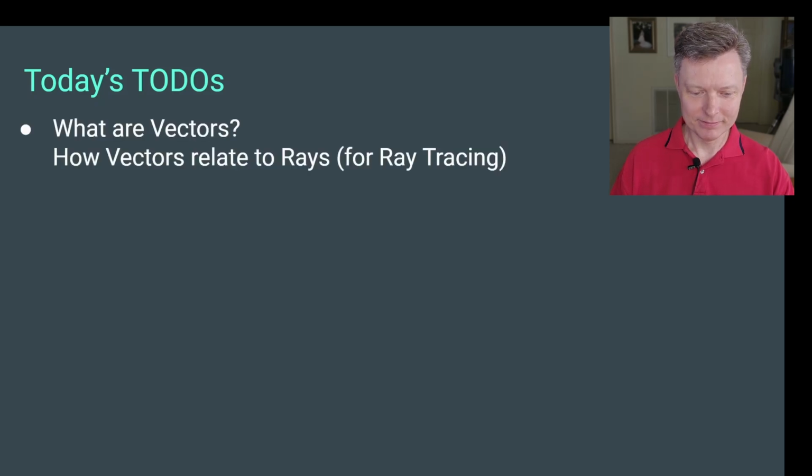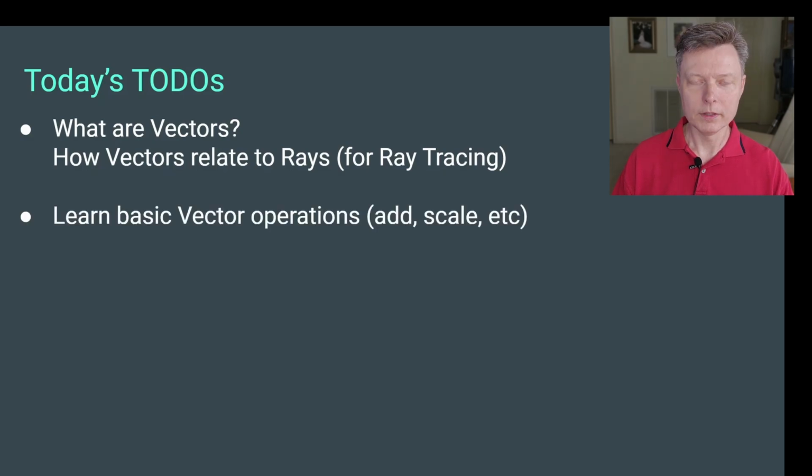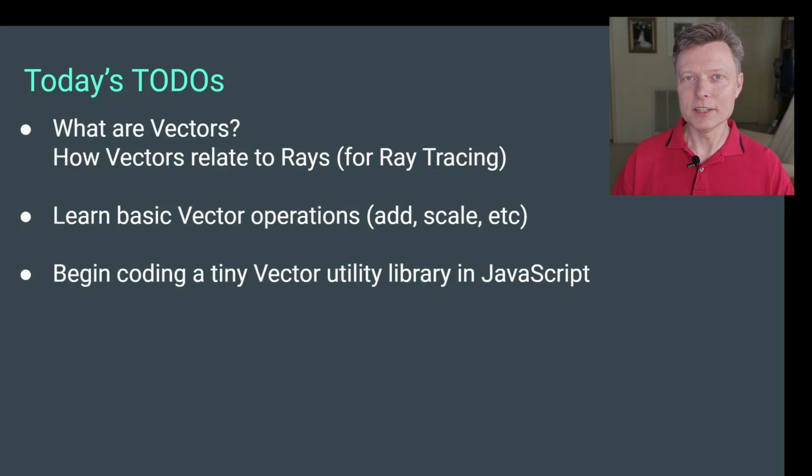Today's to-dos. First, we'll take a look at what are vectors and why we need them to do various operations in our ray tracers. Next, we'll take a look at how we can perform some basic operations on vectors like adding, subtracting, and scaling. Then we'll take this knowledge and start coding our own tiny vector utility library in JavaScript. And this will help us with all the vector operations that we need for our ray tracers.